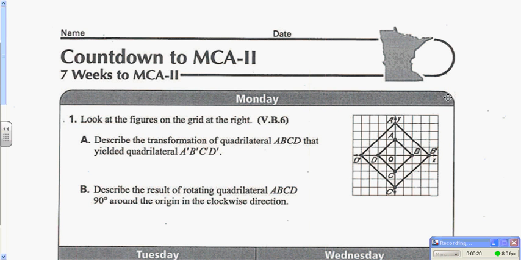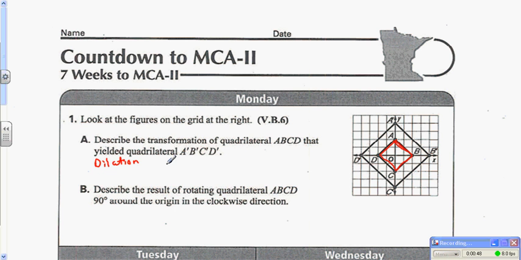Describe the transformation of quadrilateral ABCD that yielded quadrilateral ABCD with tick marks, which means the image. So this is the original. What happened to create the new image with the tick marks? Well, notice it got bigger, and to go bigger or smaller, we call it a dilation.